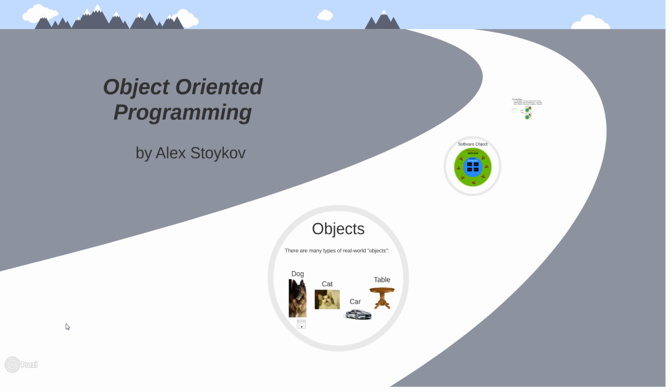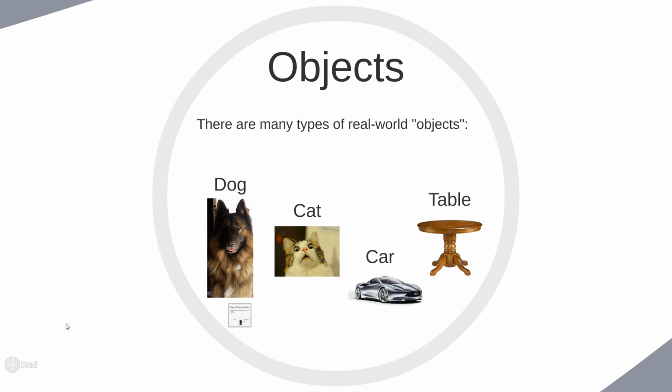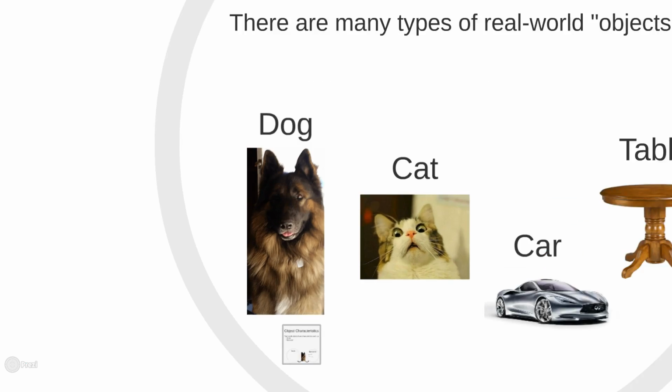First of all, what are objects? Objects are models of real-world things. If we look around, there are many types of real-world objects around us. There's the table, the car, the dog. A cat is an object. You yourself could also be considered an object.